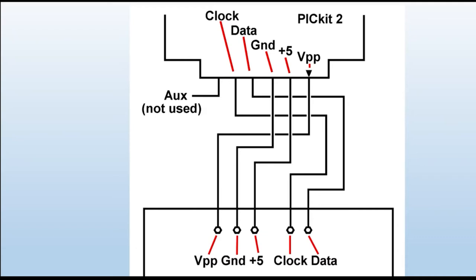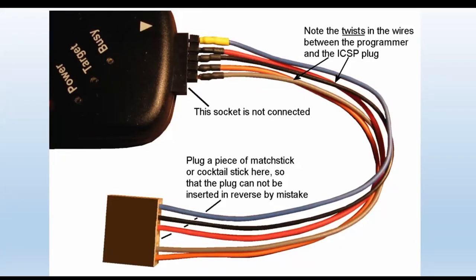You'll see the clock here and the data actually have to be reversed, and the same with here. We can use a programming cable, and all we have to do then is twist the actual wires to get the correct pin configuration at both ends. I insert a matchstick or a cocktail stick in here, and that means you can't plug it in by mistake the wrong way around.